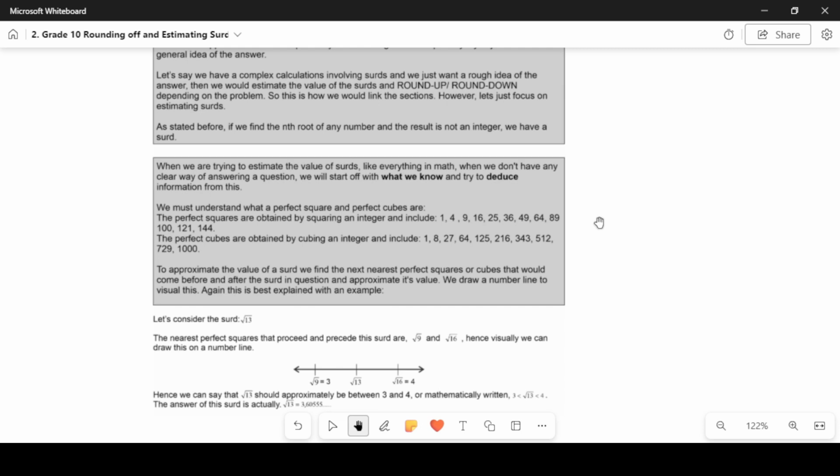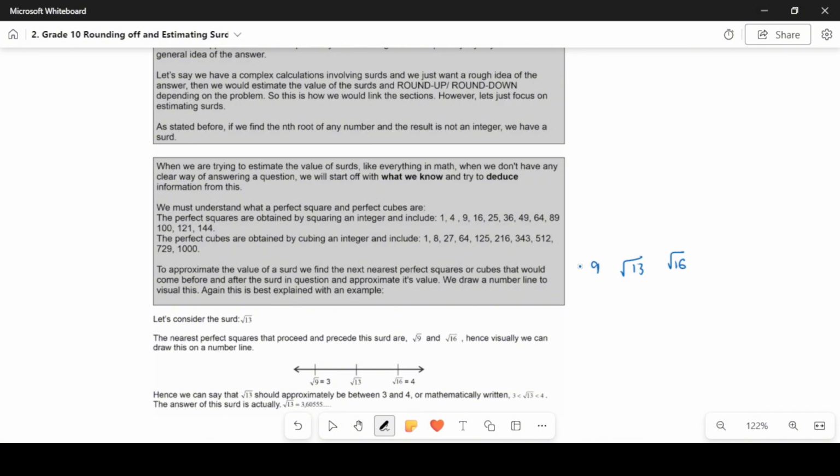To approximate the value of a surd, we simply find the nearest perfect squares or cubes that would come before and after the surd in question and approximate its value. So we draw a number line to visualize this. Let's say we're looking at the square root of 13. The perfect square that comes after 13 is 16. And then the perfect square that comes before it is 9.